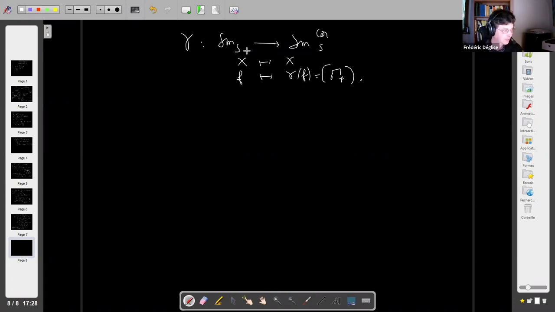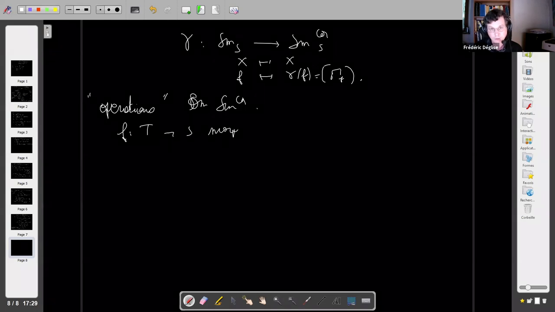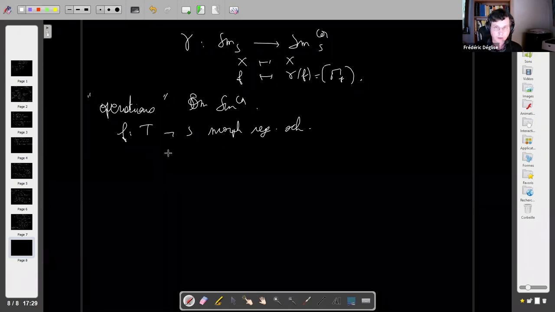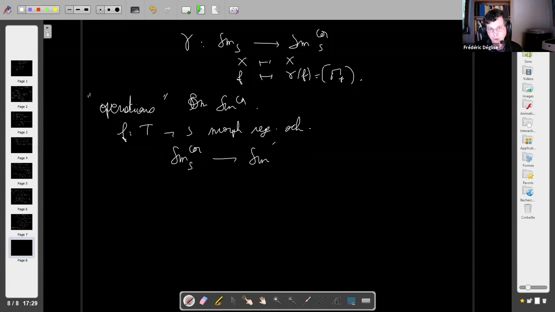Before going further, we can see that there are further operations on these categories of smooth correspondences, SmCor. So let me take F from T to S, any morphism of regular schemes. Then I can define a pullback functor from SmCor S to SmCor T. So when I have a smooth scheme over S, I just take its pullback here. And when I have a finite correspondence, so I have a map, so let me write F, X, Y, it will be the map obtained by pullback.